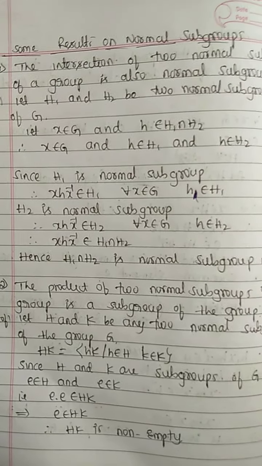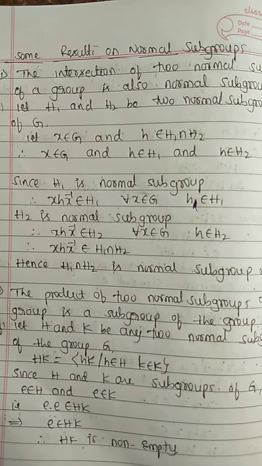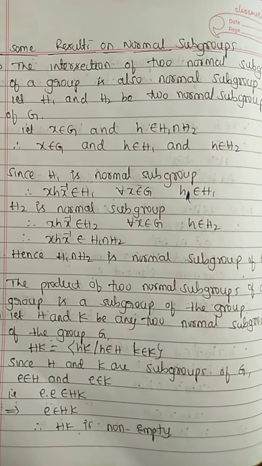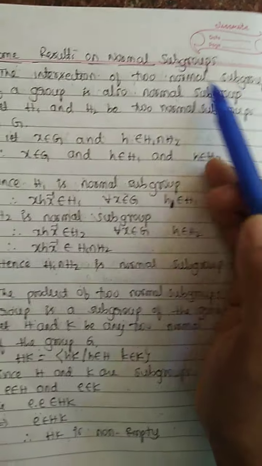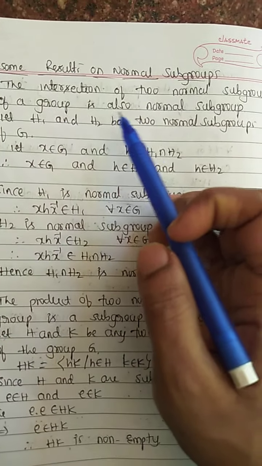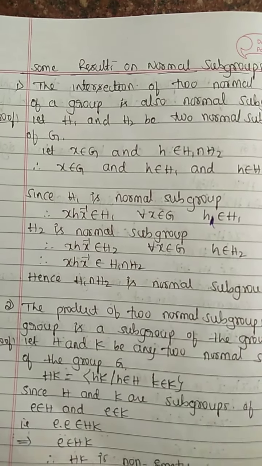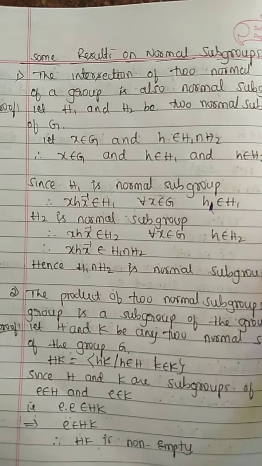In the last class, we have studied normal subgroups and some theorems on normal subgroups. Now, we'll discuss some more results on normal subgroups. The intersection of two normal subgroups of a group is also a normal subgroup. Suppose H and K are any two normal subgroups, then their intersection H intersection K is also a normal subgroup.